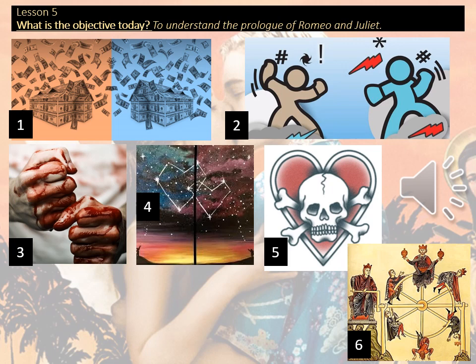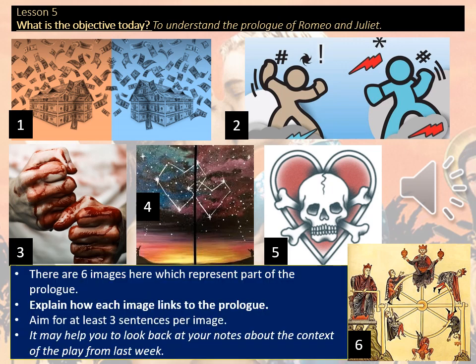Your final task is to explain how each of these images links to the prologue. So you'll start by saying picture 1 represents whatever it is in the prologue, and you're aiming to write about 3 sentences per image. It may help you to think back to your notes about context from last week, things about fate and destiny, life in Elizabethan society, etc.